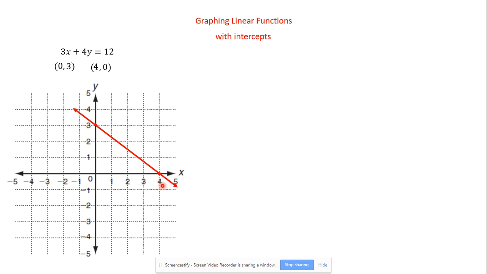Graph 1 point, graph a second point. It doesn't have to be on the axes. And extend. If you have a table, you can just pick 2 points and graph them. Or you can graph the whole table. So let's look at another intercept question.